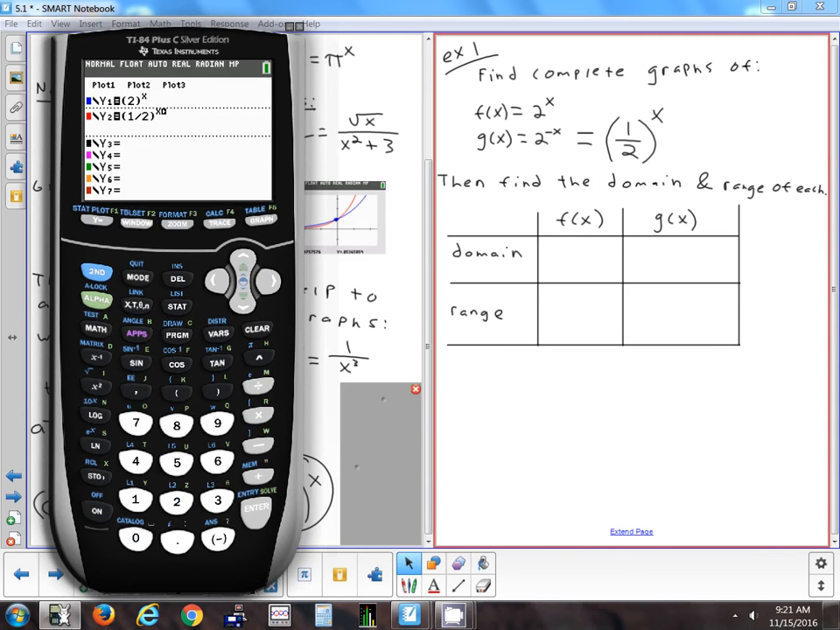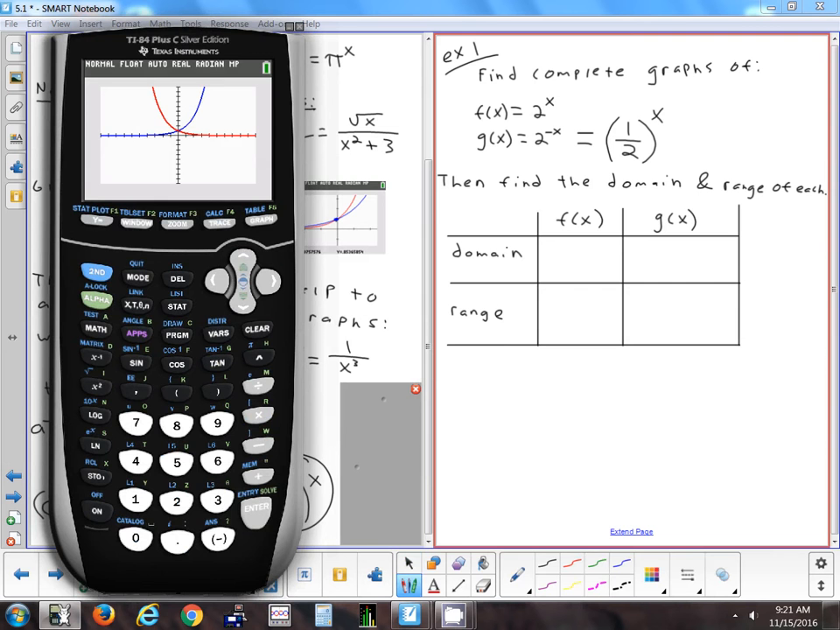Okay, so here's 1/2 to the x. I'll do zoom 6. There's your 2 to the x, that's your growth. And there's your decay. In fact, those two functions are what? They're mirror images of each other. Okay, so that'll help us when we find domain and range.